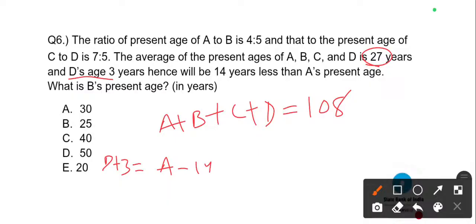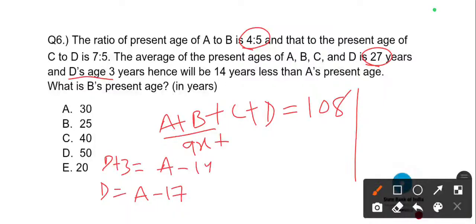A minus 14. So instead of D we can write A minus 17. Given that A is 4:5, so totally we can write this as 9 parts, 9x, plus we have the ratio of C to D, which is also 7:5. Let's take them as Y. So here we have 5Y value is D, and A value is 4x.